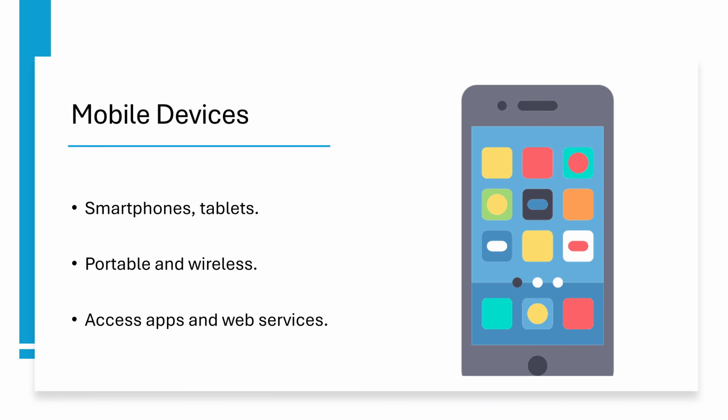Next, we have mobile devices. We have smartphones and tablets, portable and wireless. Portable simply means that you can move around with it. Wireless means that you don't have to connect it to anything to use it. We have 4G, 5G, 3G, Wi-Fi, Bluetooth. We can access apps or applications and web services. So applications from the App Store, that's on iPhone, and then applications from the Play Store for Android.